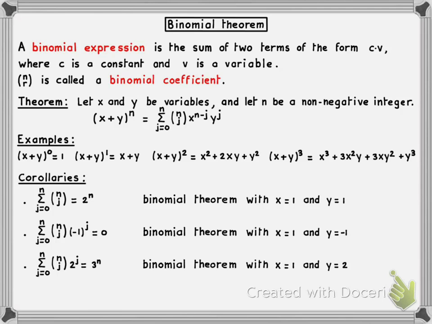Now, in conclusion, the binomial theorem is very useful because since x and y are variables in this equality, they can be replaced by any terms. And therefore, the binomial theorem allows us to compute many expressions of this form, that is, binomial expressions raised to any power n.